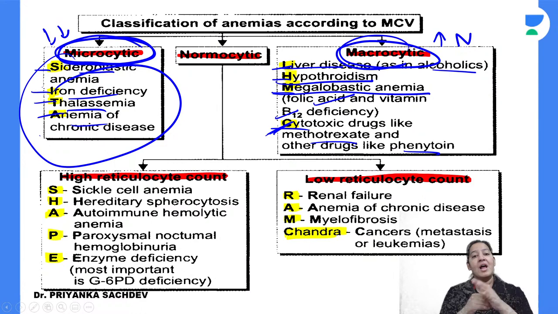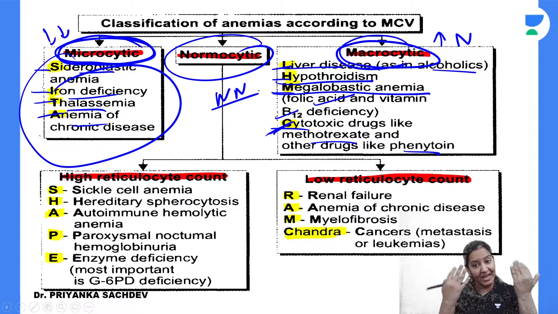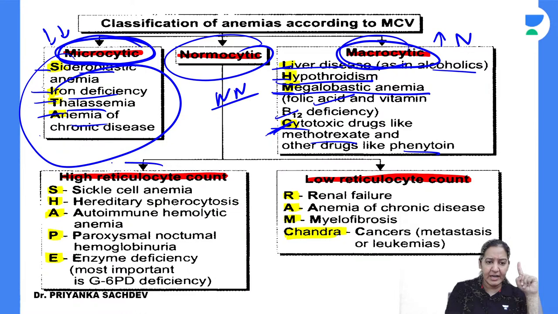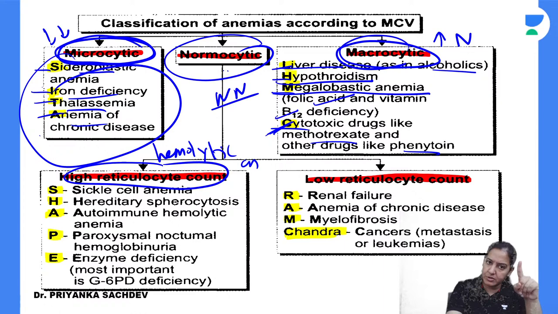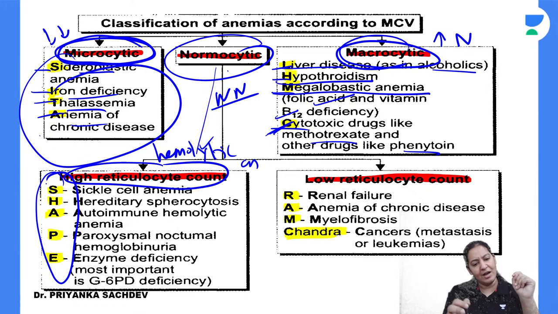Let me come on the last type of anemia, normocytic normochromic. Size is normal, color is normal. So here, you have to see the retic count. Here, I cannot tell you directly. So if the retic count is high, it has to be hemolytic anemia. So all hemolytic anemias are normocytic, normochromic with high retic count. So the mnemonic is SHAPE. Either you learn the mnemonic, or if you know all hemolytic anemias, don't learn the mnemonic.